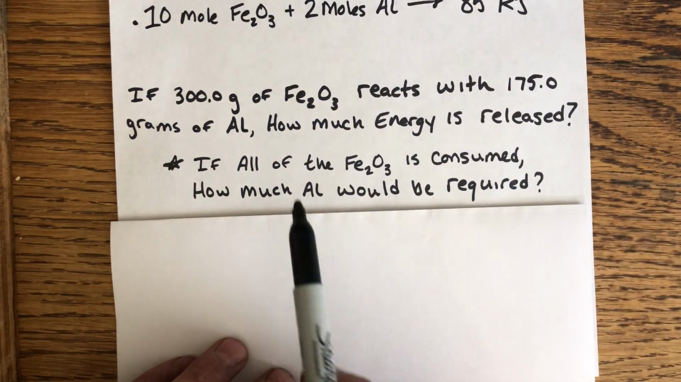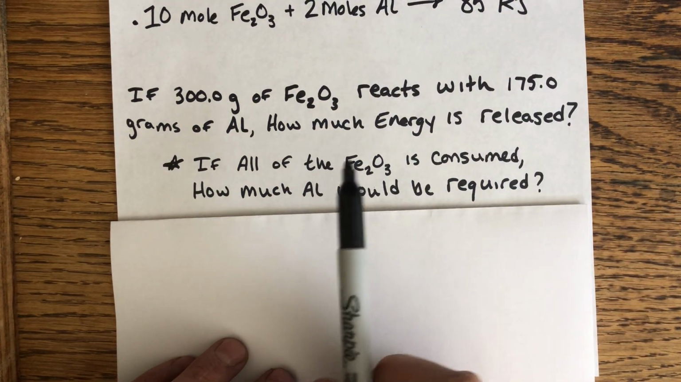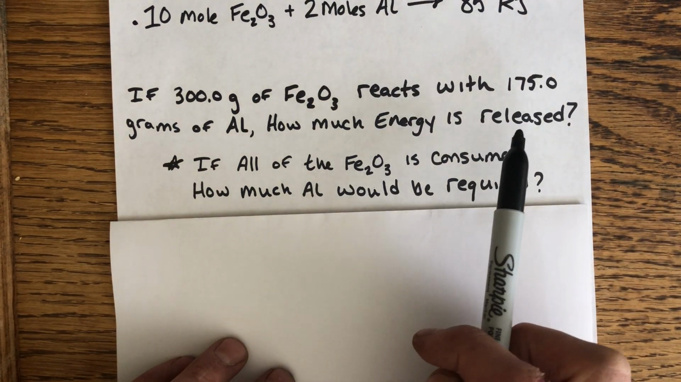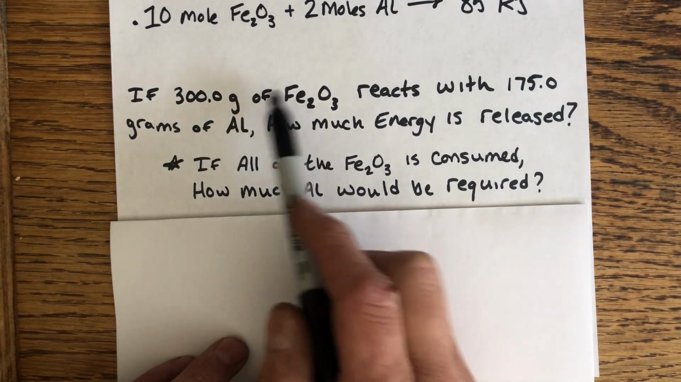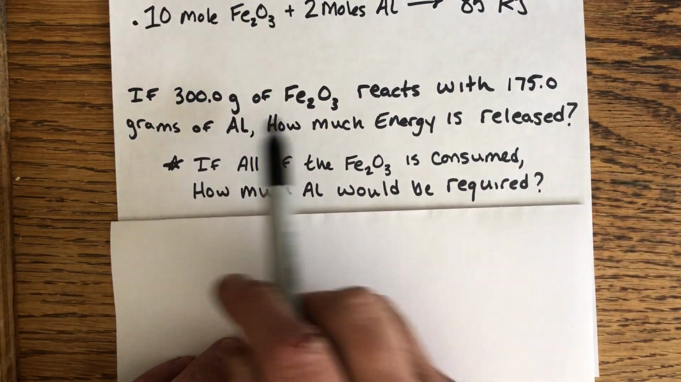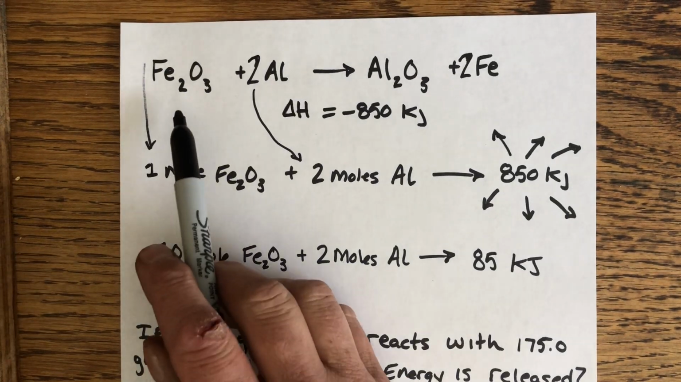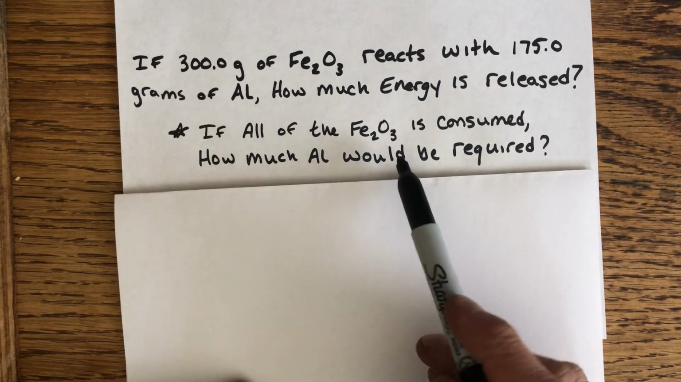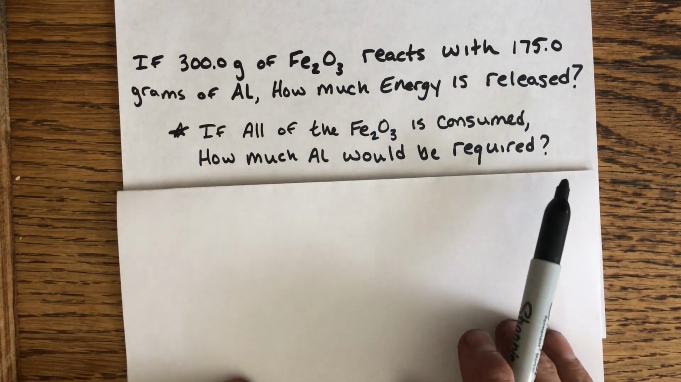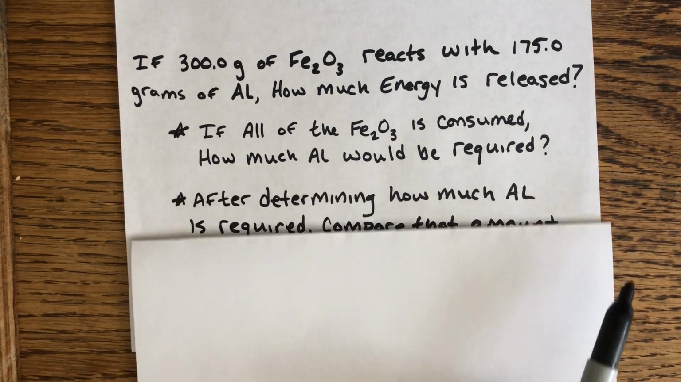And you could ask it in the other way too. You could say, if all 175 grams of aluminum were going to react, how much iron oxide would be needed? But I always just work from left to right across the equation, so I always start with this one and go across. Anyway, that should be a review for you, hopefully.